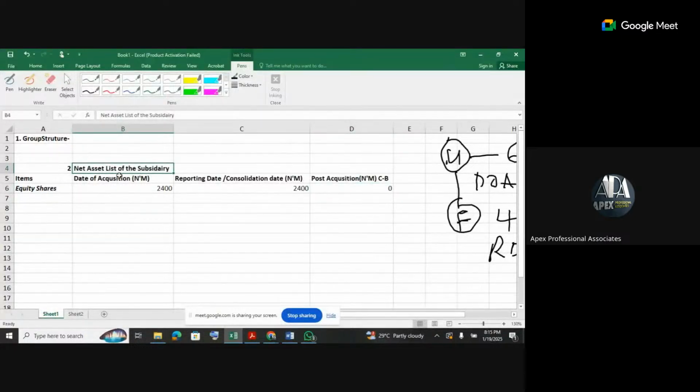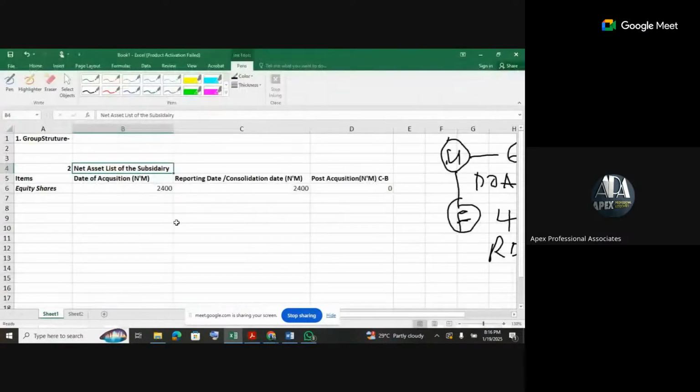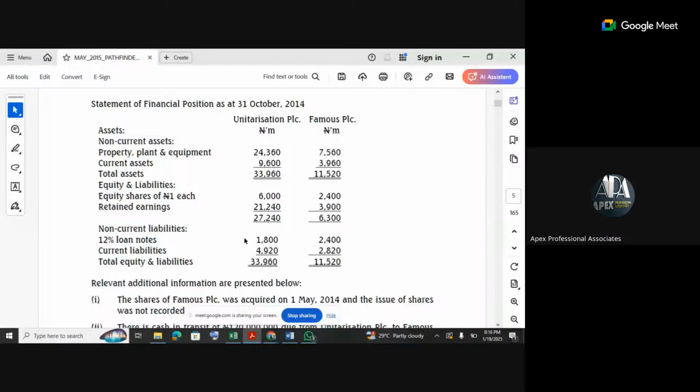We are looking at the net asset list of the subsidiary. If we're looking at the net asset list of the subsidiary, it would be wrong to take this equity. So definitely we are taking the equity under Famous, which is the net asset list. We are working on the net asset list. So what you're trying to compute now is the net asset list of the subsidiary. So we are taking the equity of the subsidiary, which is the 2,400. 2,400 equity.